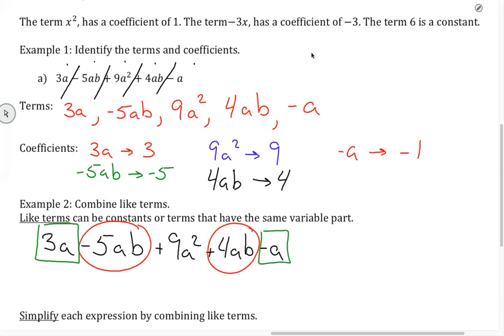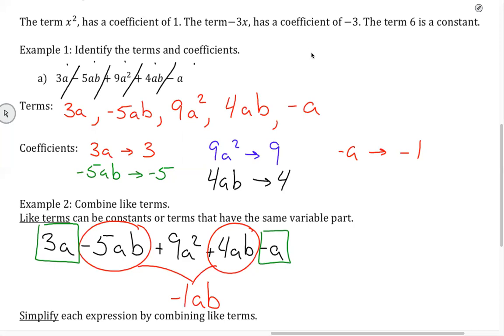Now, when I'm doing the combining part, I am going to combine these two things together. So I don't do anything with the exponents or the variable. I just deal with the coefficient. So negative 5ab plus 4ab is negative 1ab.